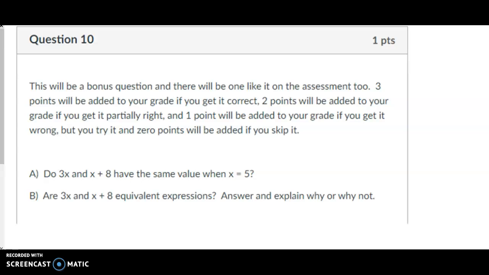All right, number 10 is a bonus question. If you get it right, completely right, you get 3 points added to your grade. If you get it just partially right, you'll get 2 points. And if you even try it and you get it wrong, you still get 1 point. But if you don't attempt it, no points.